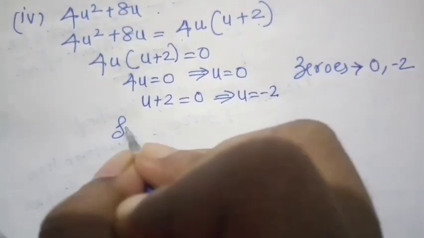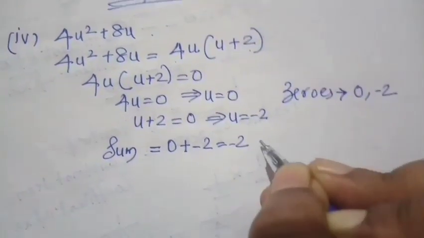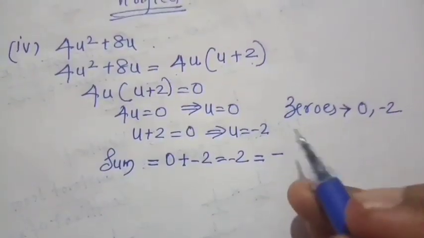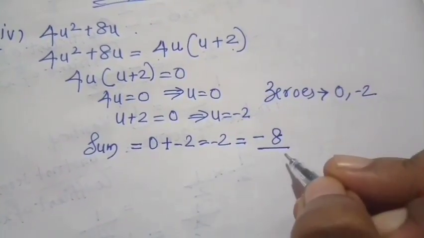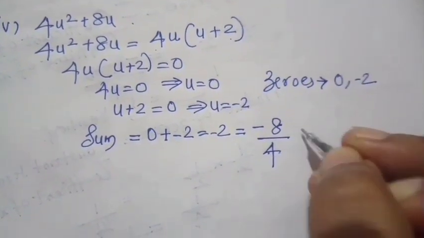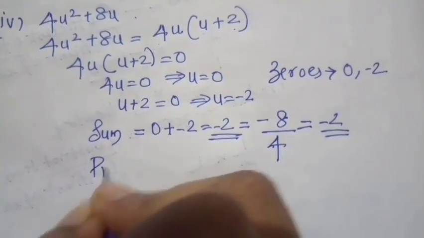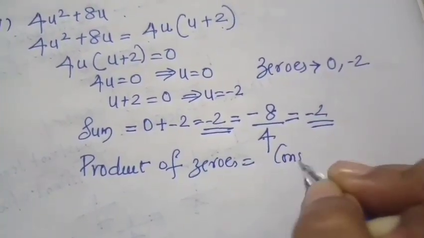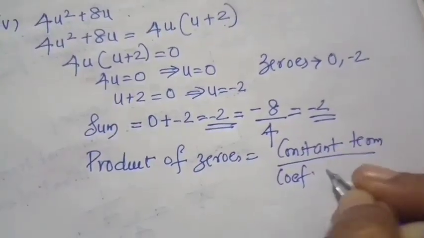Then first, to verify the relation, find the sum. Sum will be equal to 0 plus minus 2 will give you minus 2. This should be equal to the minus of coefficient of u. U is a variable here. So minus of coefficient of u. What is the coefficient of u? 8. And what is the coefficient of u square? It is 4. Minus 8 by 4 will give you minus 2. So the first relation is verified. Next is product of zeros. Product of zeros is equal to constant term divided by coefficient of x square.